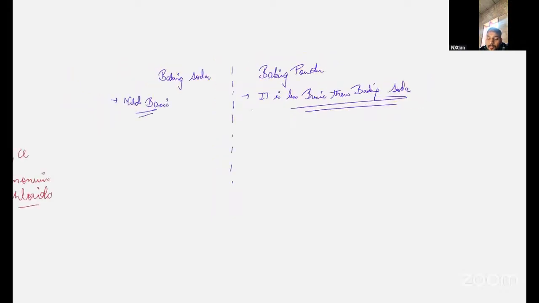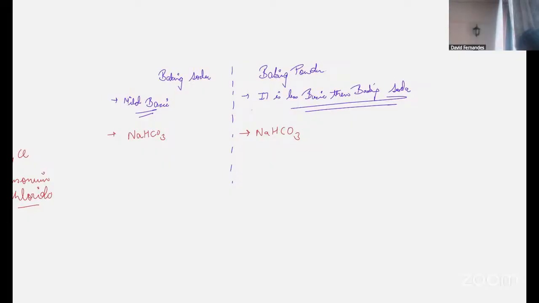Now, everyone, please pay attention. Baking soda has the formula NaHCO3, which is sodium bicarbonate. Just now we learned. Did you understand, guys? Baking powder is also NaHCO3. Both have the same formula. They don't have different formulas. So they both have the same formula, but then how is one slightly more acidic than the other one?